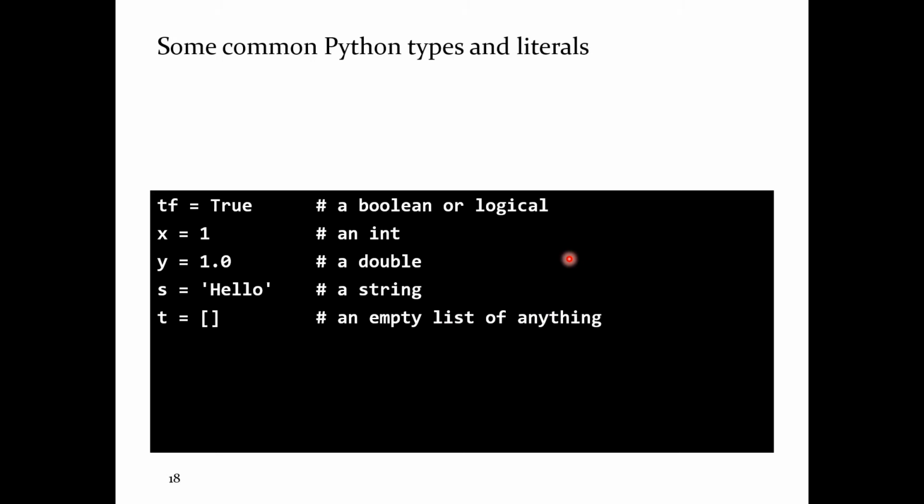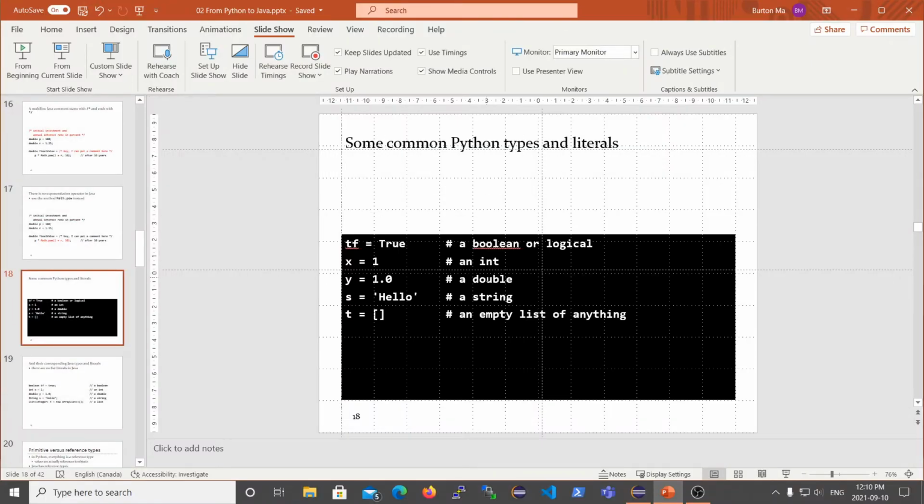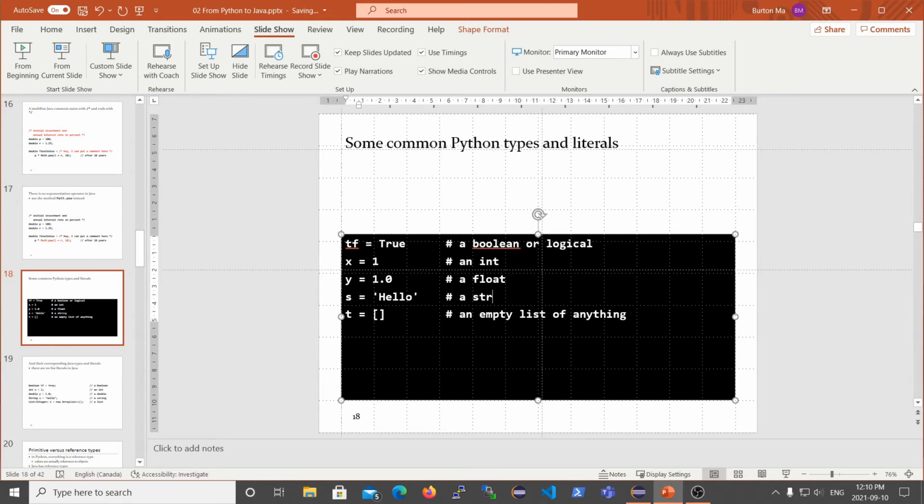Okay, so a literal is any value that you can write down. In Python, the literal capital T True is the literal that corresponds to the Boolean value true. Boolean values are sometimes called logical values as well. The number 1 is an int literal in Python. 1.0 is actually not a double literal. It's a float literal in Python.